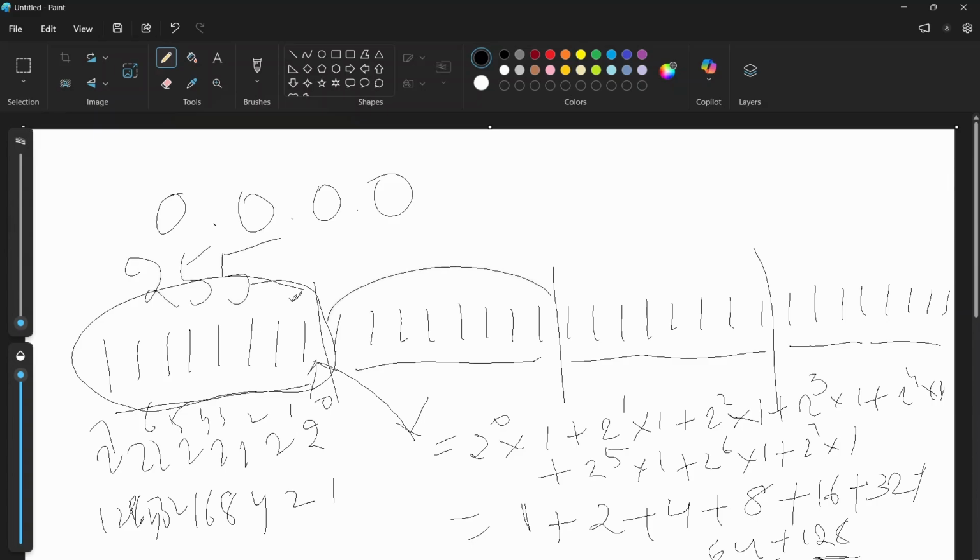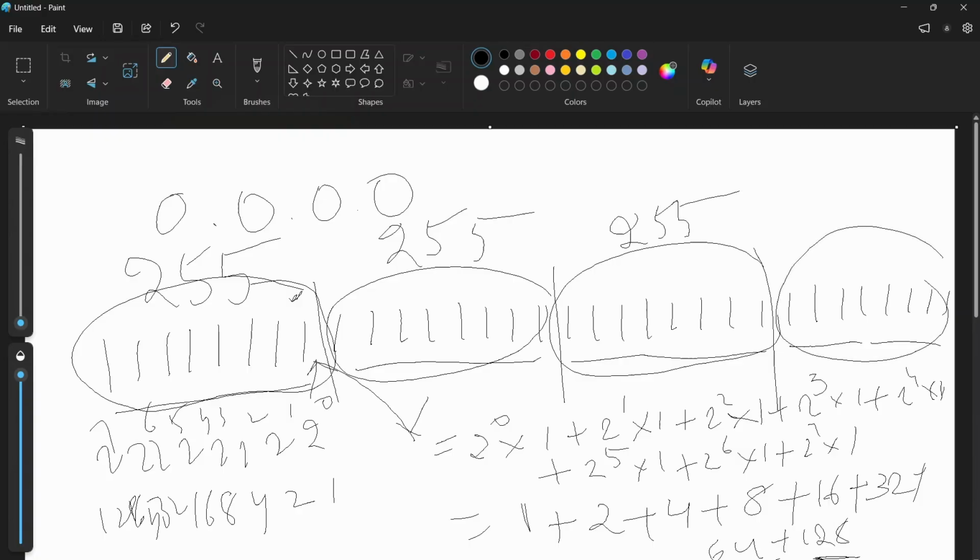Similarly, if I follow the same process for this octet, I will get 255. Same process here also, I will get 255. And here also I will get 255. So what I'm saying here means the IPv4 address will be starting from 0.0.0.0 and ending at 255.255.255.255. That is the IPv4 IP address range.